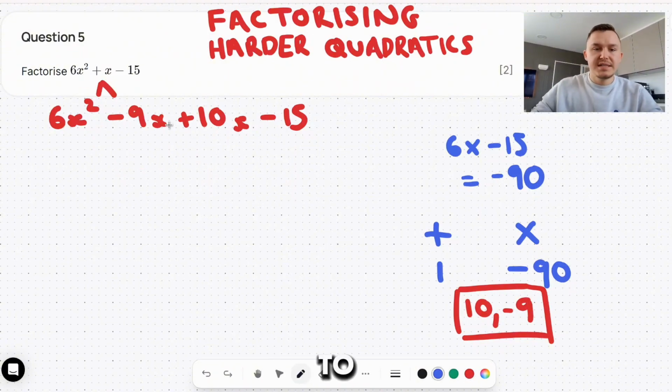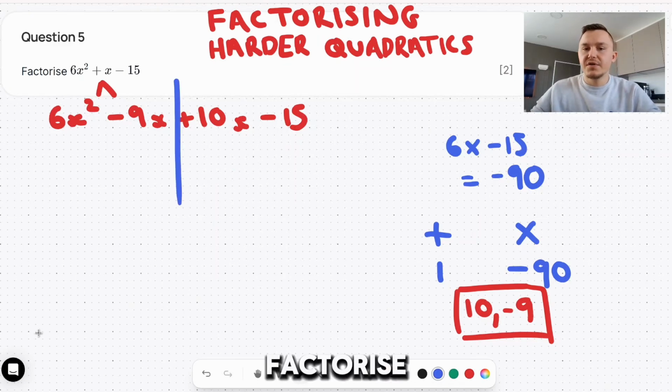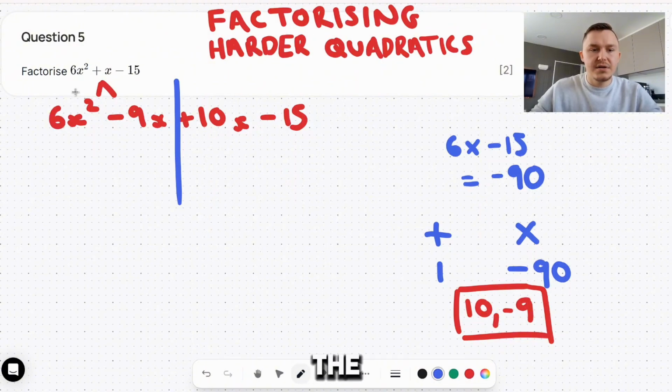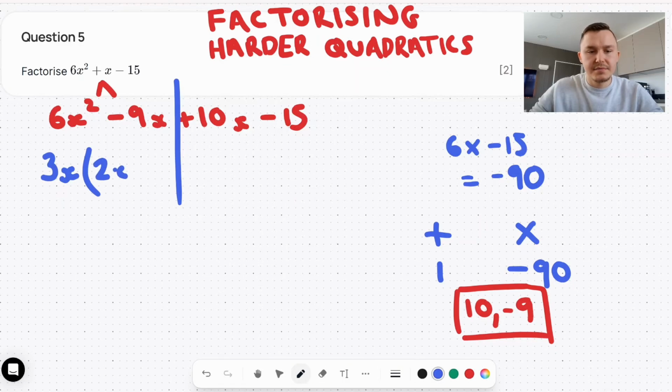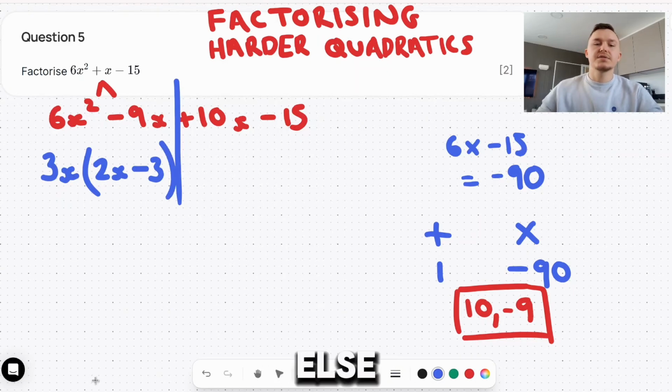My next step is to split this equation down the middle and factorize both sides. So if I factorize the left side, I can see that the common factor between 6x squared and minus 9x is 3, and also x. Can't be x squared because there's only an x on the minus 9. So 3x will go outside the brackets, and inside the brackets, I'd put 2x, because 3x times 2x gives me 6x squared, and then minus 3, because 3x times minus 3 gives me minus 9x, and then there's the x there already, so nothing else needs to go there.